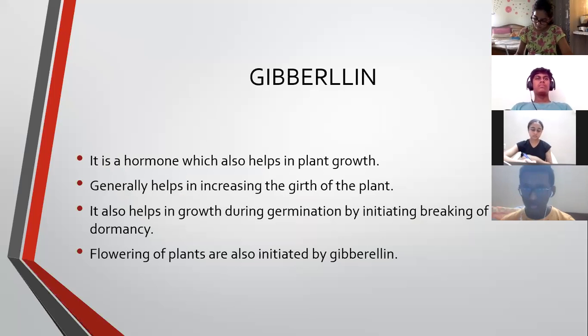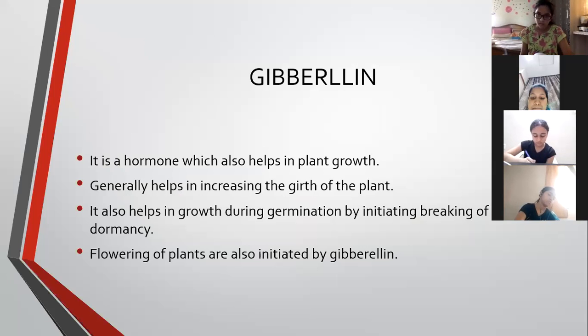You might have seen that with a mango tree, when it is a seedling, the stem is thin and green, whereas a mature mango tree has a huge brown-colored trunk. So that development also needs addition of cells, production of cells and growth of the cells. That kind of growth is generally seen because of gibberellin. First function of gibberellin, it increases the girth of the plant.